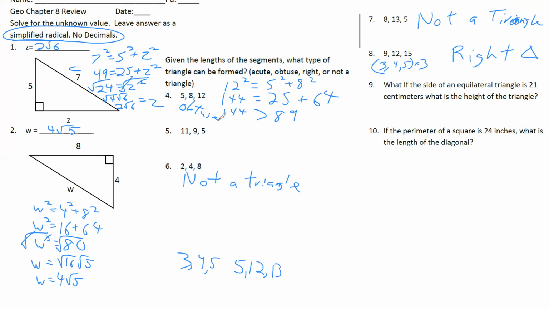All right, on the next one, 11 is the biggest number. So 11 squared equals 9 squared plus 5 squared. That's 121, 81, and 25. We add those two together. That's 106. It's also c squared is greater. This is also obtuse.